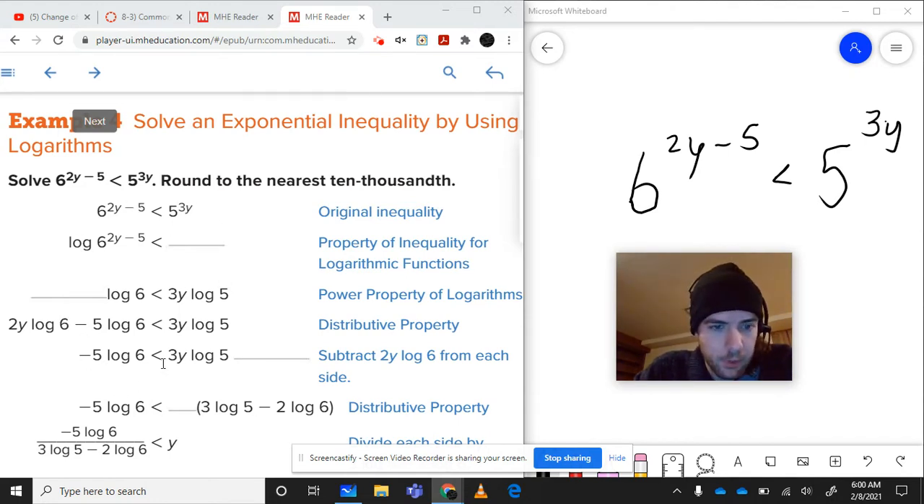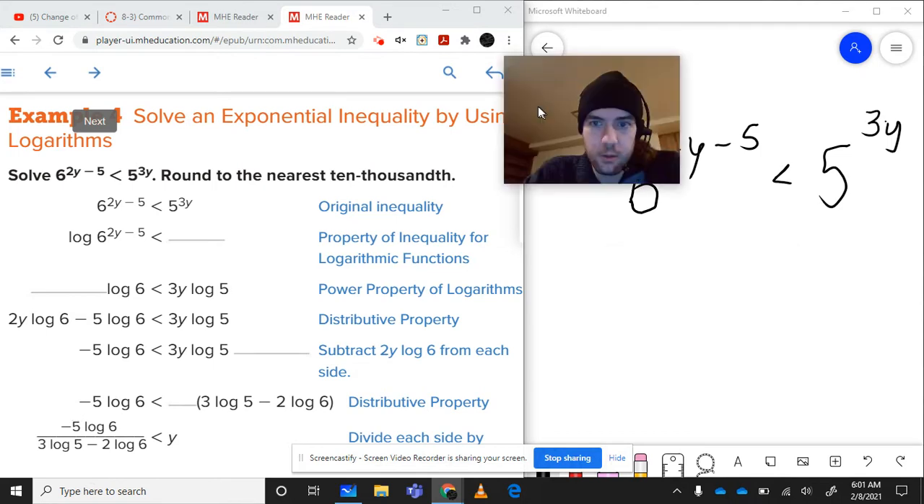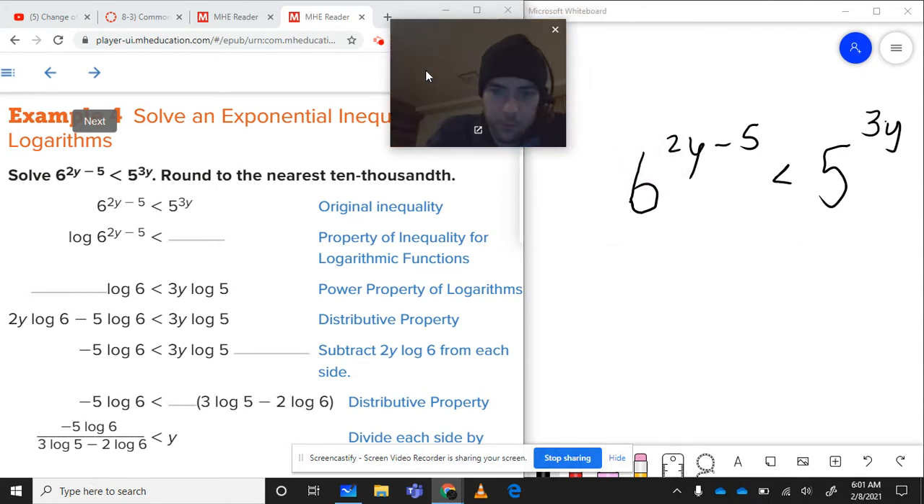So first of all, we get the original inequality that 6 raised to the 2y minus 5 power is less than 5 raised to the 3y power. In the end, we're going to get that y has got to be greater than some value for this inequality to work. You can jump ahead and see what the answer is here. Now, how do we get to that answer? Well, we just do the typical steps that we're used to.